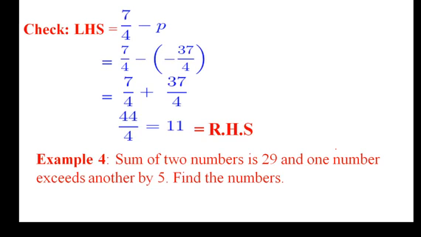One number exceeds another by 5. For example, first number we are taking 2. What is the second number? 7. Exceeds another by 5 given. So 2 plus 5 is equal to 7.